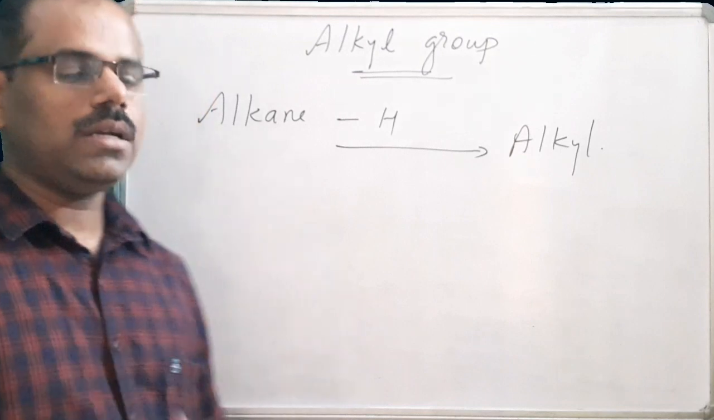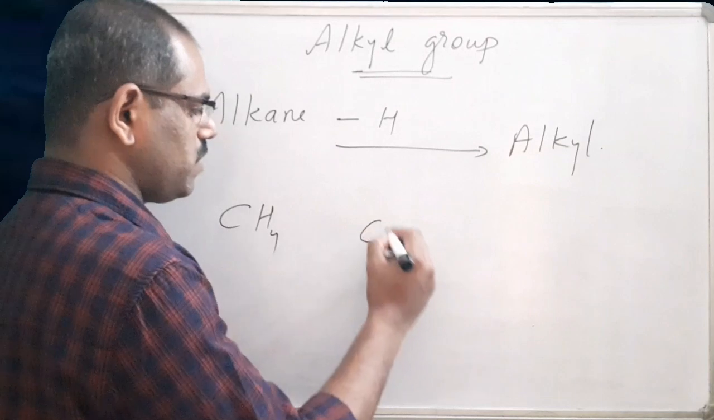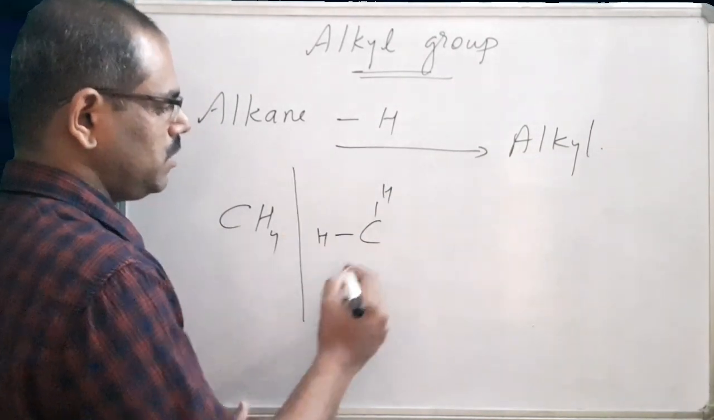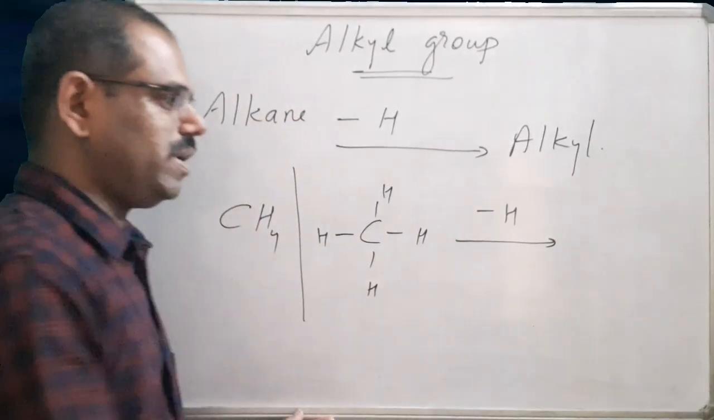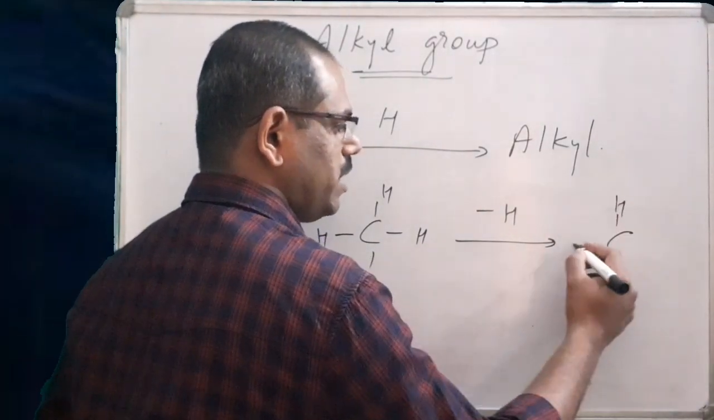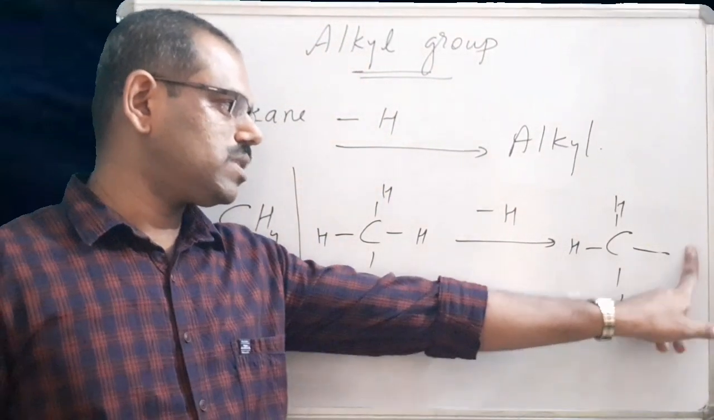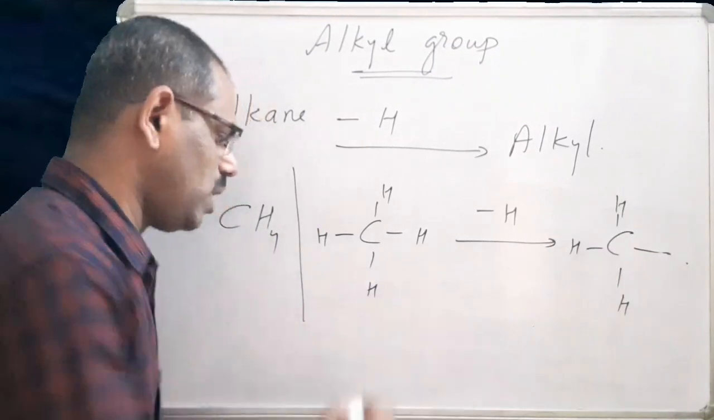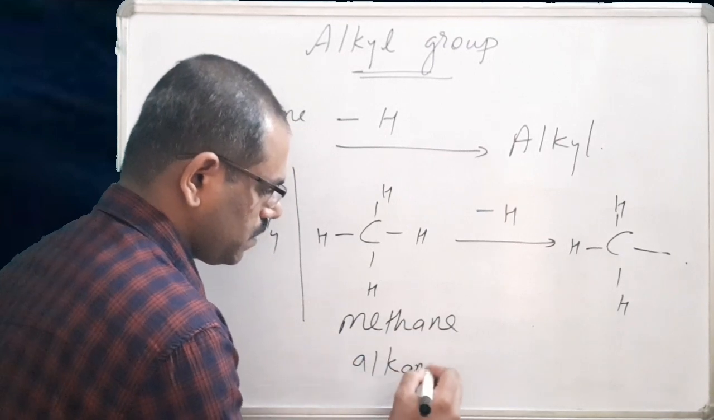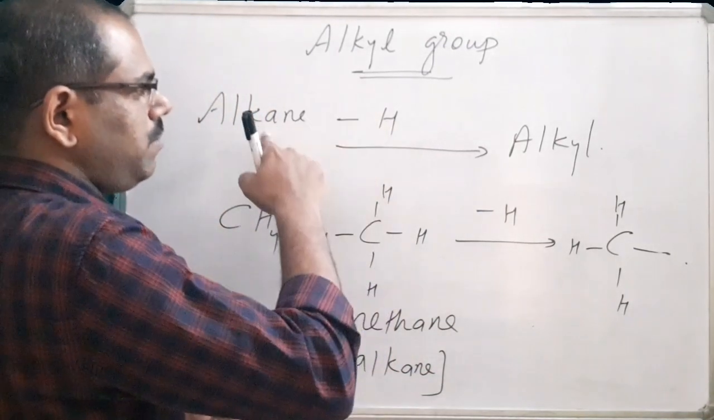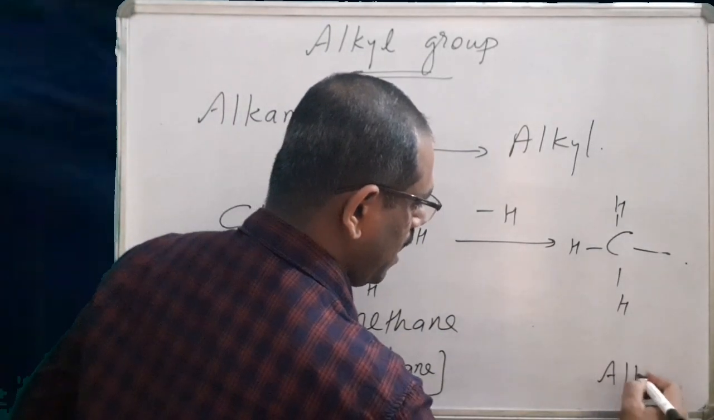Okay. Let us see one example. We see CH4. How do you write CH4? The structure of CH4: single bond, single bond, single bond, single bond. And you remove one H. So what we get? We get single bond H, carbon single bond H, single bond H, single bond H, and one place is vacant. So that is called CH3. It is what? It is methane. Methane is an alkane. What I said? Alkane minus hydrogen. So that we get alkyl.